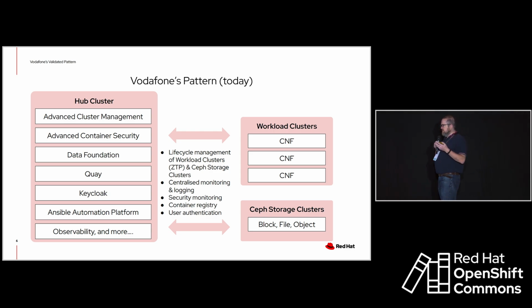Red Hat Quay, which is the container registry, to store the images required. So we often run disconnected environments, so the hub cluster doesn't have access to the internet, so we need to be able to mirror the images locally.